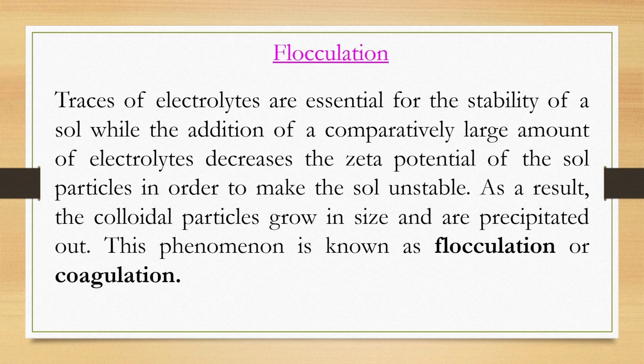Now, what is flocculation? Traces of electrolytes are essential for the stability of a sol, while the addition of a comparatively large amount of electrolytes decreases the zeta potential of the sol particles in order to make the sol unstable. As a result, the colloidal particles grow in size and are precipitated out. This phenomenon is known as flocculation or coagulation.